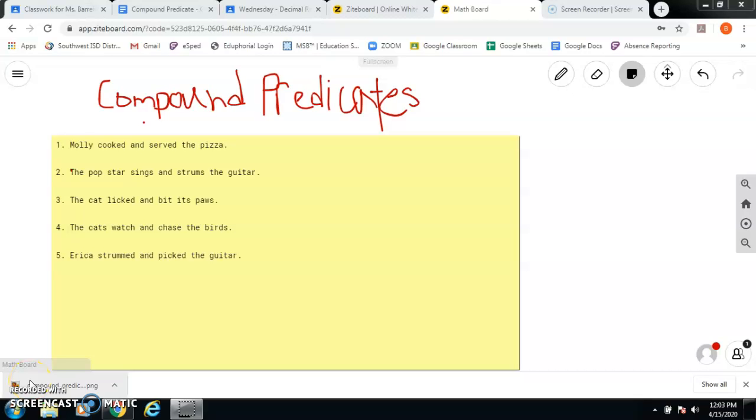Hello, fourth grade, it's Ms. Trevino. Today I'm going to be going over some more practice for compound predicates, if you weren't quite understanding.